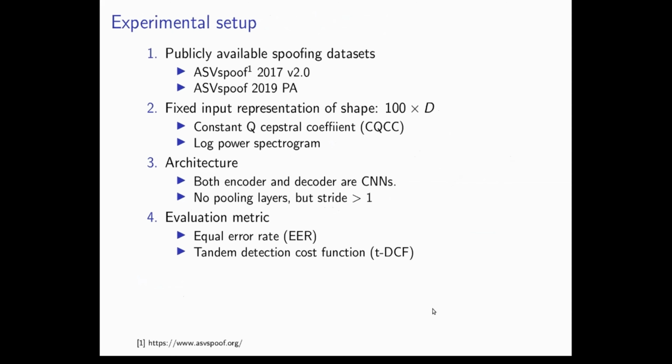For the experimental setup, we used two publicly available spoofing datasets, ASVspoof 2017 version 2.0 and ASVspoof 2019 PA. In terms of evaluation, we used two metrics. The first one is equal error rate, which is the operating point at a decision threshold where the false acceptance and false rejection rates are equal. We also use the recently introduced tandem detection cost function, which takes into consideration both the ASV system error and the countermeasure error.